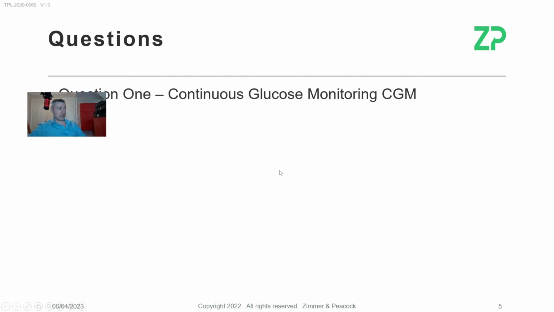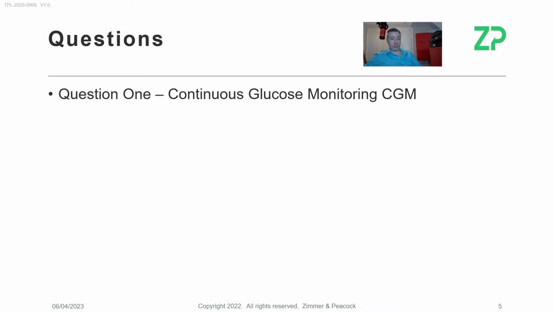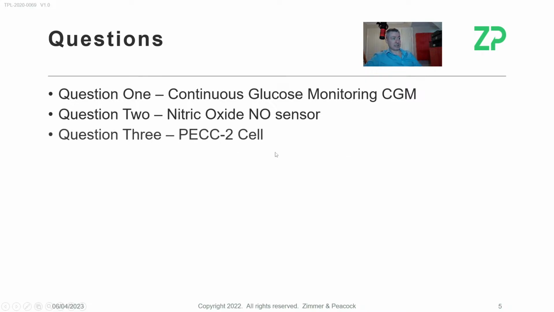Questions that I want to cover today are around CGM, continuous glucose monitoring, which is covered really well in our workshops. I want to cover nitric oxide sensing, NO sensing, and this is in the liquid phase as opposed to gas phase. We have discussed gas phase as well. I think this is a question that's also come in about the PEC2 cell.